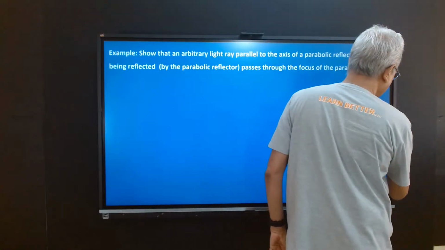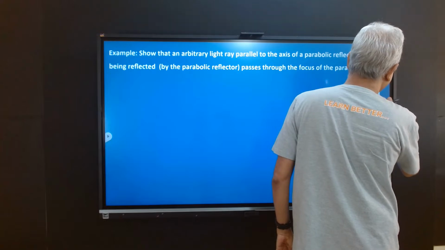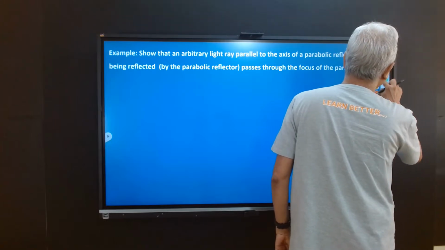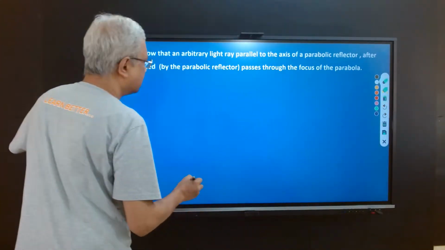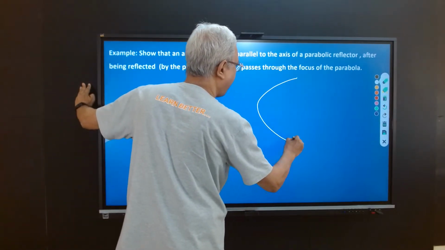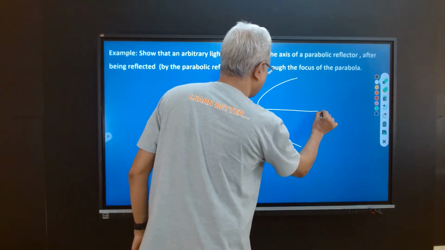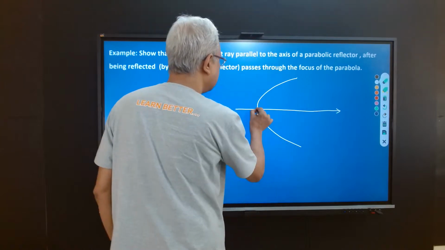So let us try to solve this problem like this. So this is the parabola, and this is the axis, and this is the vertex.